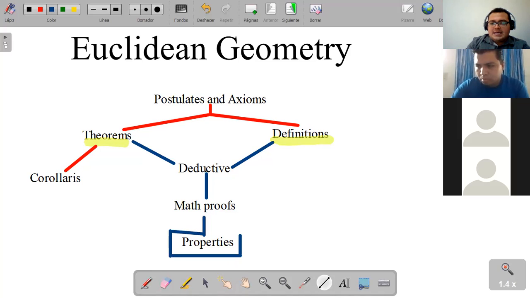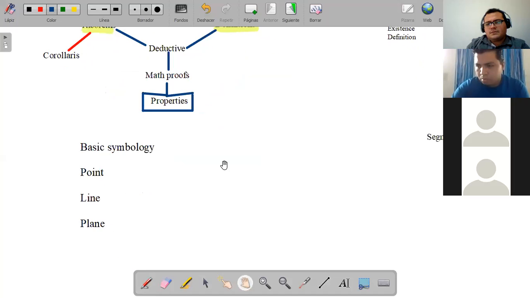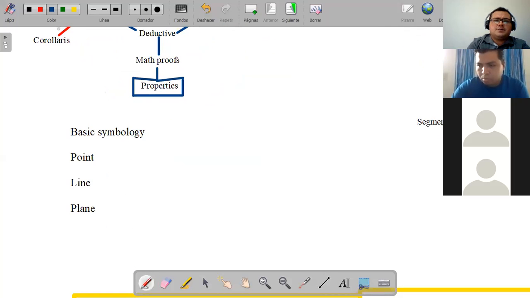It's like creating properties, but proving those properties with what? With the body of all the knowledge that they created based on the 5 postulates of Euclid. So there is some basic symbology that we should know, and if we don't know it, it's going to be so hard. For example, a point is considered a minimum idea, not a shape, minimum inclusively.